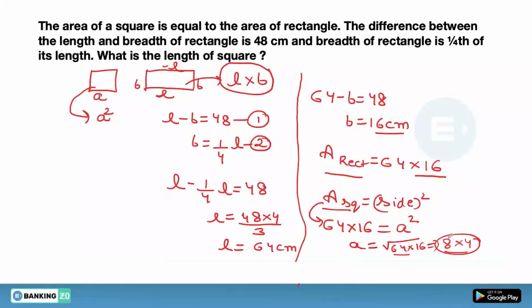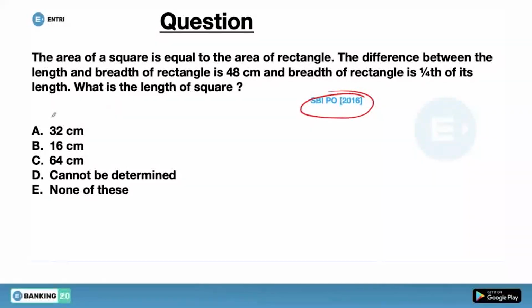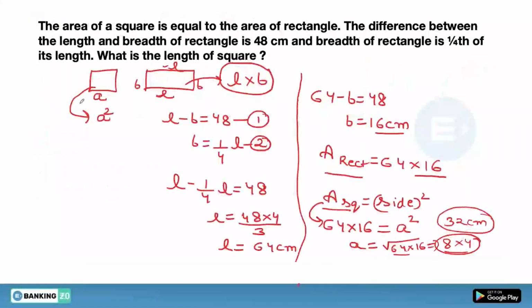8 cross 4, that means what is the answer? The correct answer is 32 centimeter. So what's the correct answer? The correct answer is 32 centimeter. So option number A is correct. Fine. Let's move on to the next question.